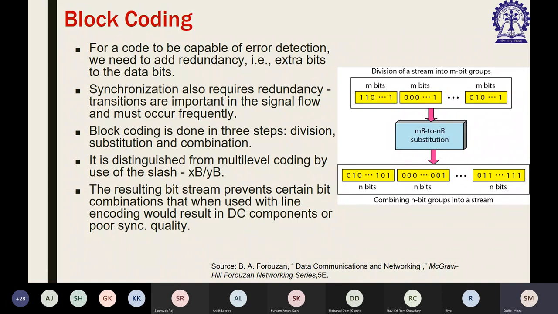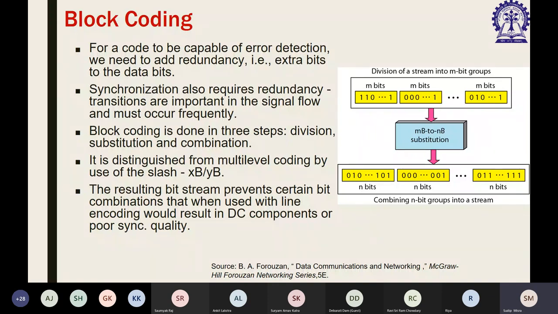There are a few other schemes also, like multi-level schemes and multi-transition schemes, which we are not covering in this course. So we are restricting to only these line encoding schemes. Line encoding schemes basically ensure that between the sender and the receiver, the digital data can be converted to digital signal appropriately. Now, we have also seen that the different types of line encoding schemes have different problems, with respect to DC component, with respect to synchronization, and so on. So different schemes have different issues.